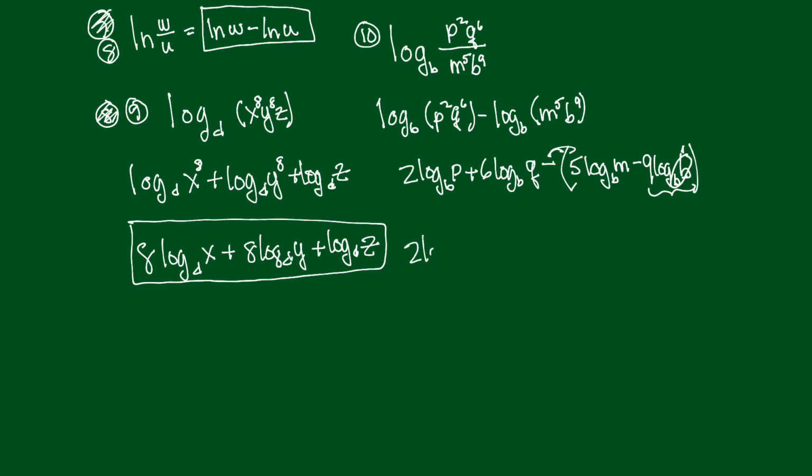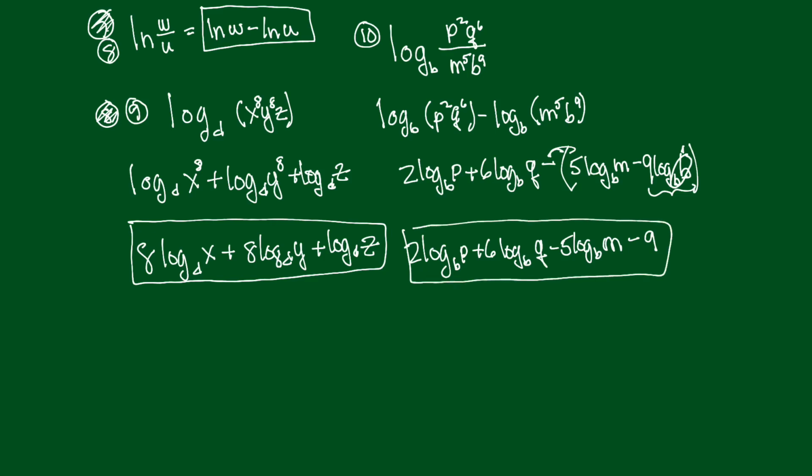So we'll get 2 log base b of p plus 6 log base b of q minus 5 log base b of m, and then minus 9 times, right, 9 times 1. Log base b of b is just 1, so 9 times 1 is 9. So we're done.